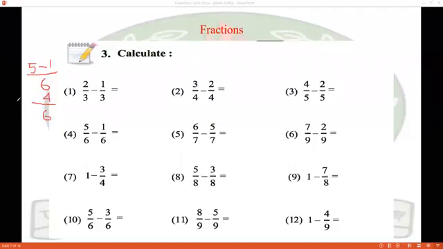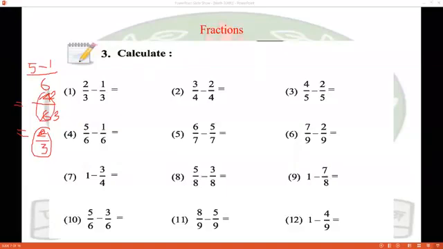This is the result, and you can shorten it in this way. There is 4 and there is 6, so there is a common number. We can divide the denominator and numerator by 2. When you use 2 divided by 4, you get 2. When you divide 6 by 2, you get 3. So you can write 2 by 3.